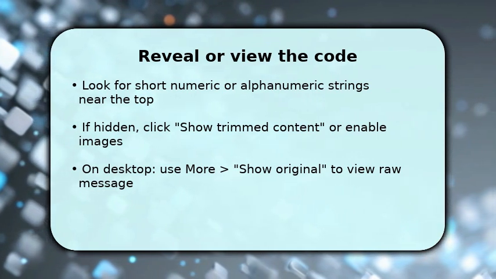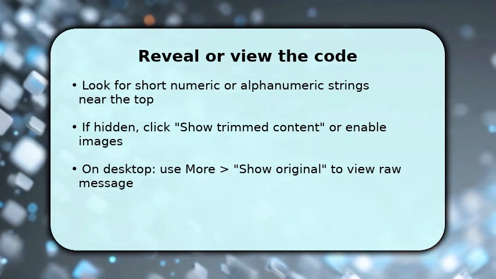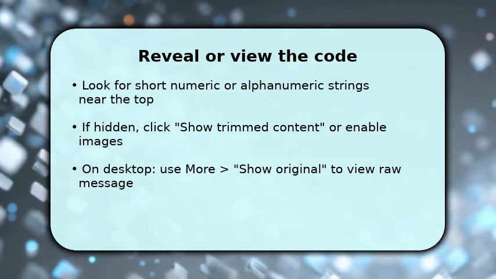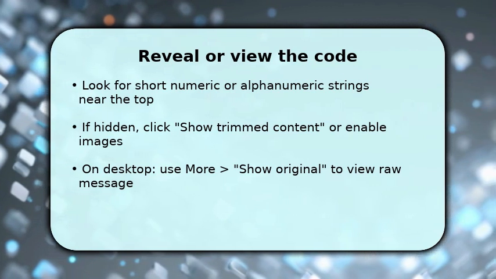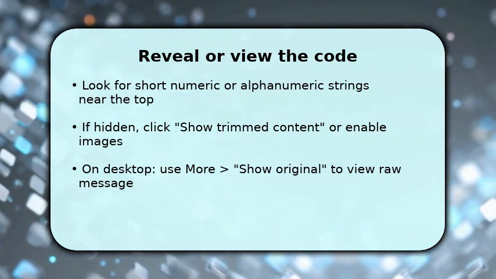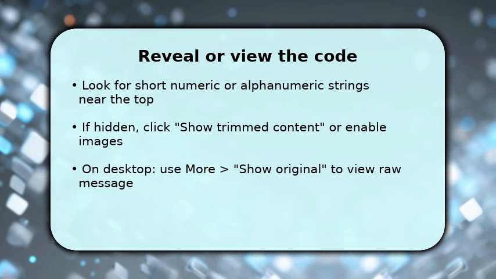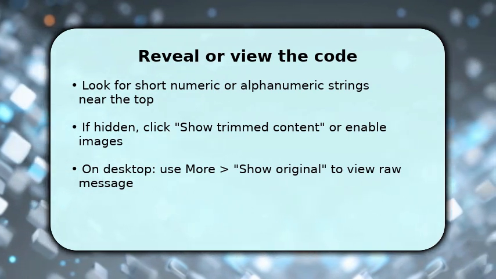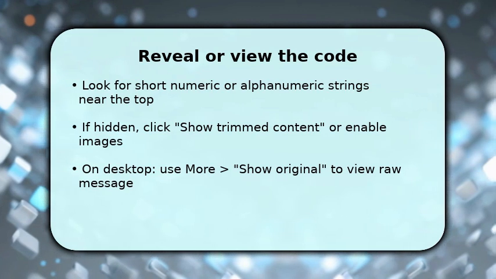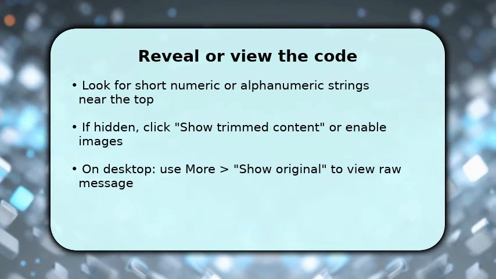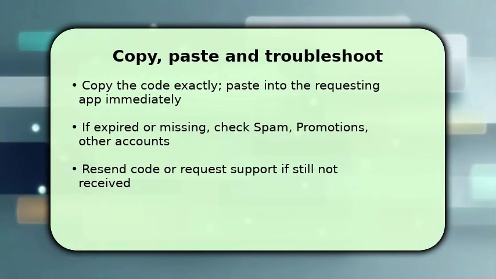On desktop, use the three-dot menu and choose Show Original to view the email's raw source. This reveals text that email clients sometimes hide. Once visible, highlight and copy the code so it's ready for the app or site requesting it. Finish by copying the code exactly and pasting it into the app or site that requested it.